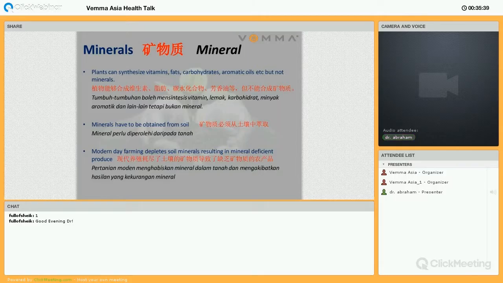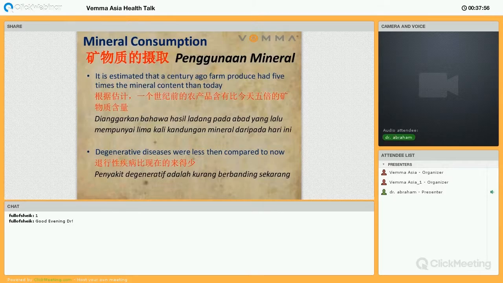Now, to counter that, what we do is we put in fertilizers. The fertilizers have some stuff, but not all the minerals. The stuff that is put into fertilizers is such that it will make the vegetable or the fruit appear larger, brighter, and so on. But the taste is not there. Many of the degenerative diseases, one of the major contributions is a lack of minerals in the diet.